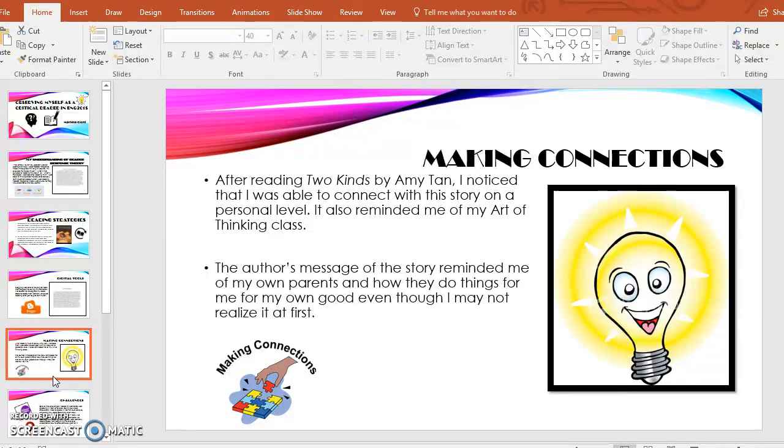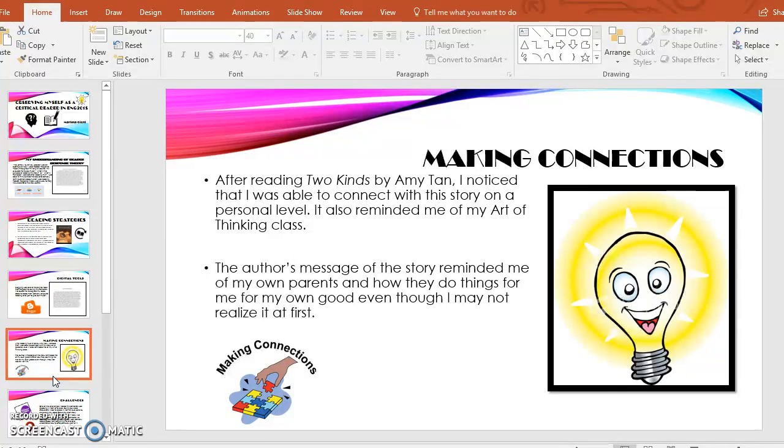Making connections. I was able to make a connection between the short story Two Kinds by Amy Tan and my Art of Thinking class. During my first Art of Thinking class, we were asked to write on a note card our name, year of graduation, and one lesson we learned throughout our lives. After reading Two Kinds and realizing that the mom wanted what was best for her daughter, I quickly thought about the lesson I wrote down, which was to always be grateful for what you have, whether it is good or bad, because you will end up learning from it.